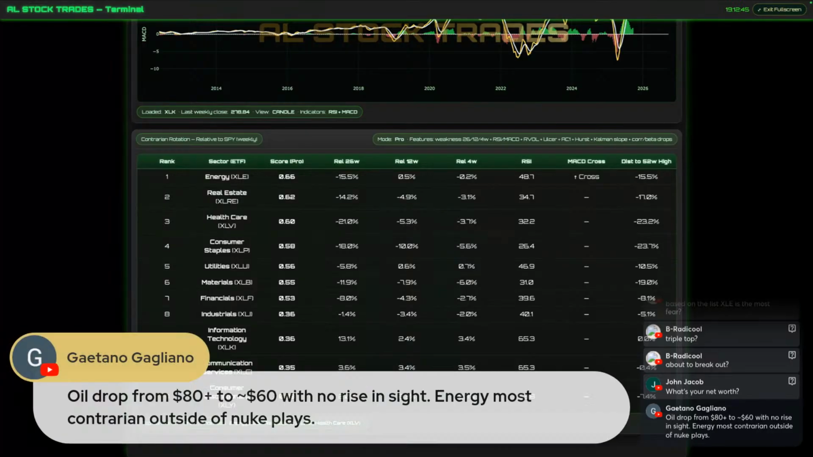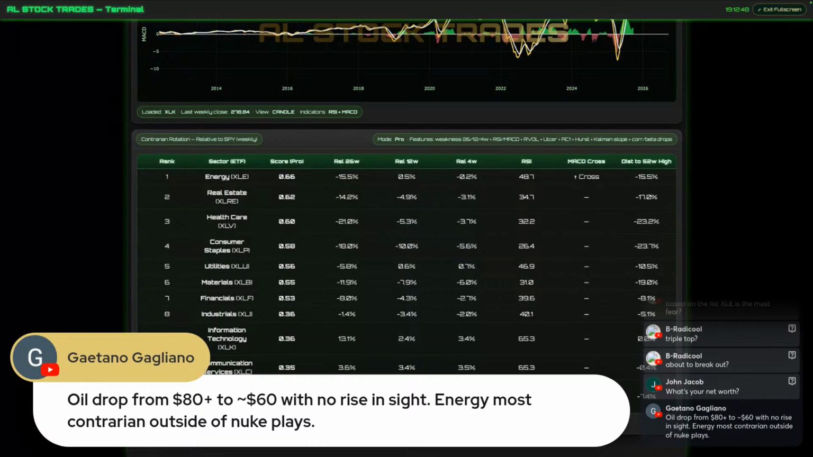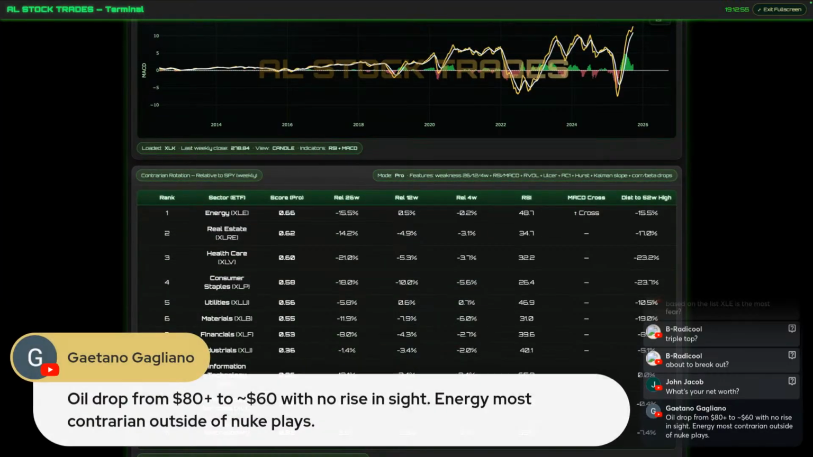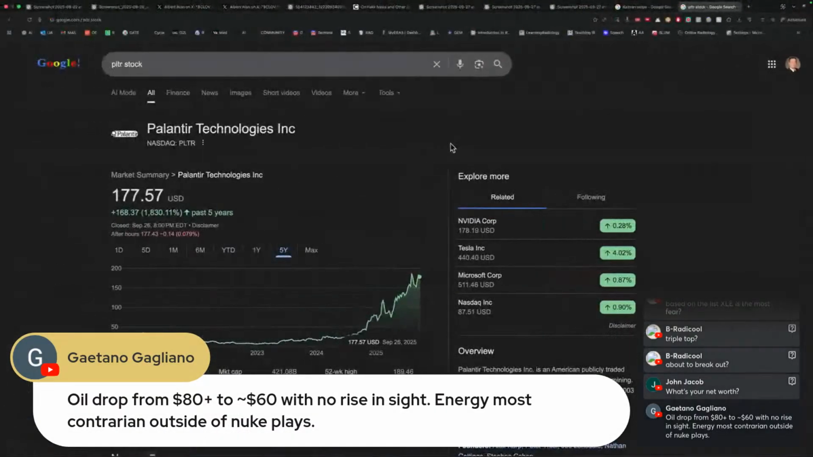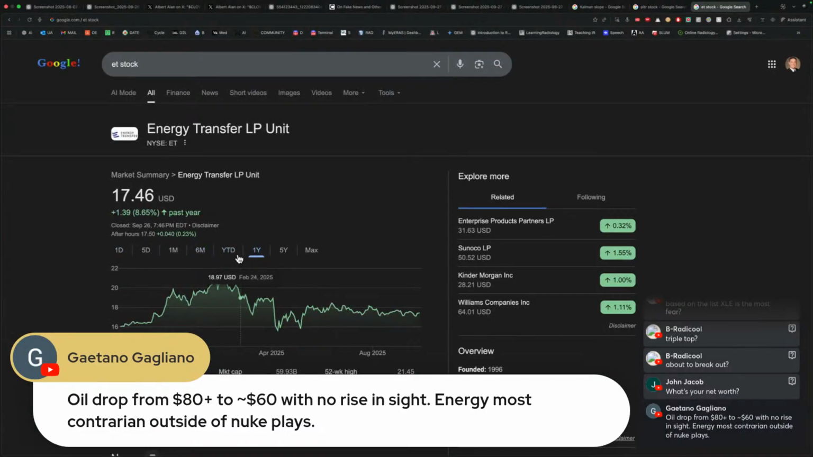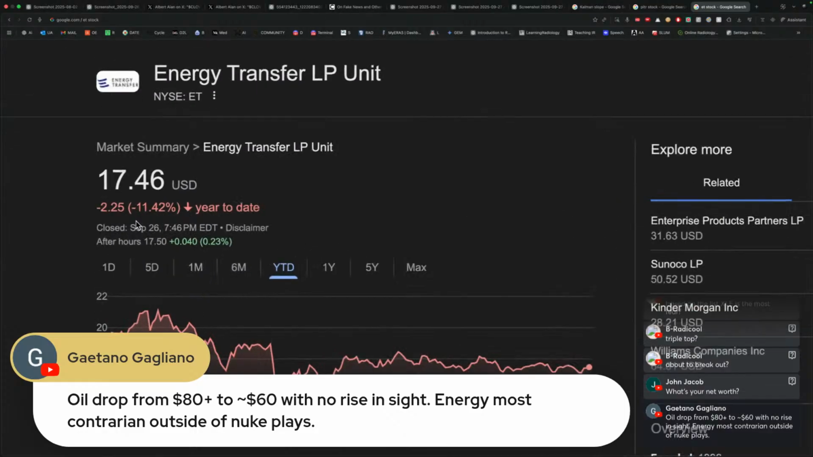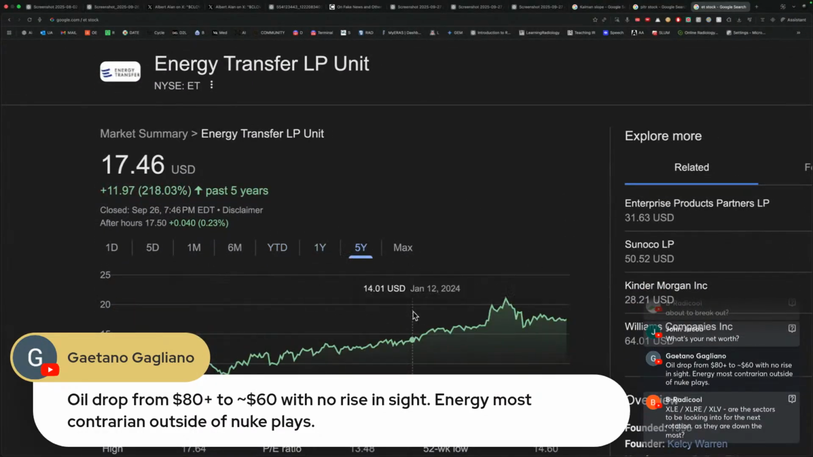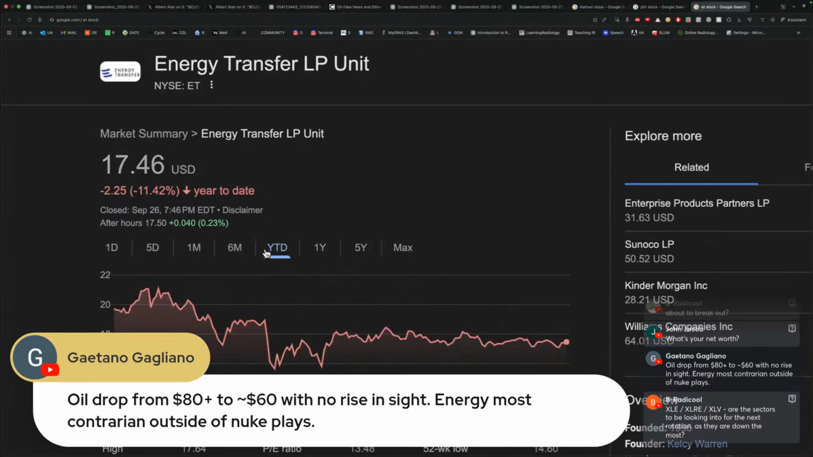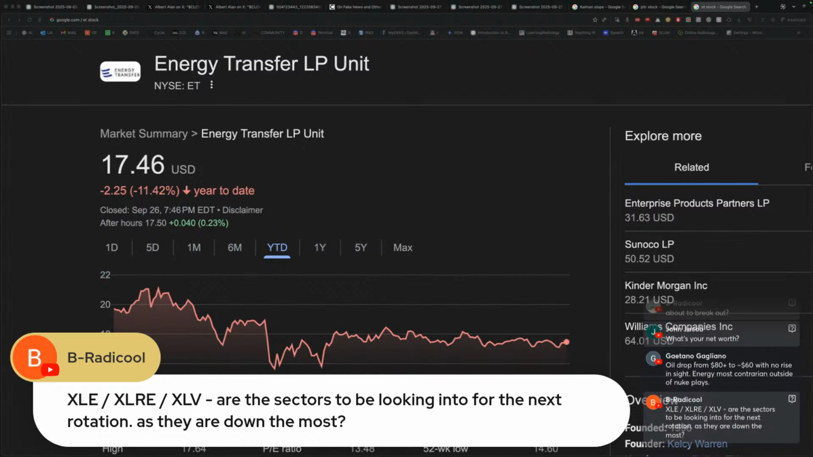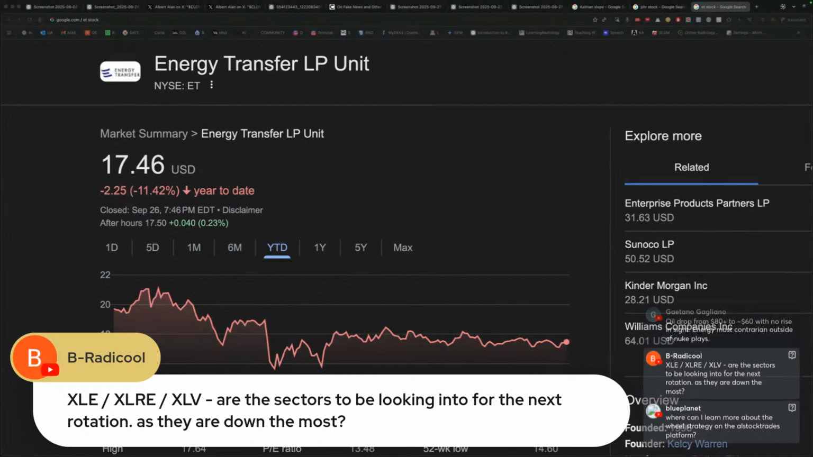Right. Oil drops from 80 to 60 with no rise in sight. Energy most contrarian outside of new. Oh, okay. I didn't know that. It's been a while. So is that really what it is? Hold on, let me see. Because Energy Transfer has been doing good. But again, Energy Transfer, oh shit, Energy Transfer is down 11%. But again, guys, it's been on a rampage, but it's been down this year. Oh, okay. Are the sectors to be looking at into next rotation the ones that are down the most? Exactly.